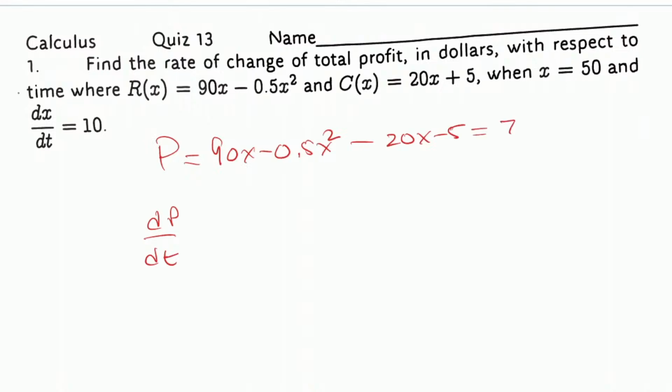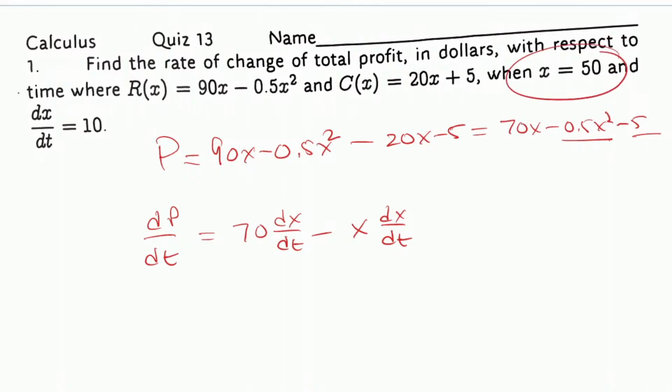I suppose I could simplify this a little bit. Minus 0.5x squared minus 5. So dp over dt is going to be 70 dx over dt minus, I guess, just x, because the derivative of 0.5x squared is just x, dx over dt. And then the derivative of 5 is 0, so we're all done now. Now just plug and chug. We have x and dx over dt there.